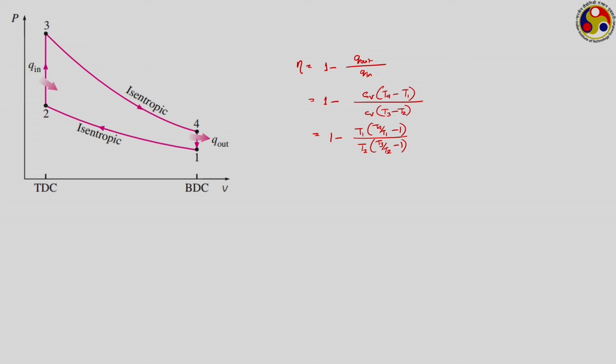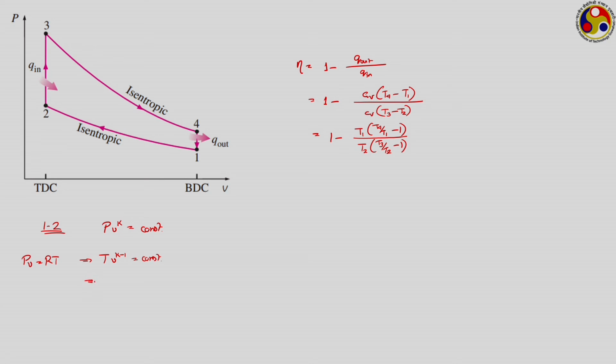Now, to get the values for these temperatures, we have to look at the other two processes, these two isentropic processes. During 1 to 2, it is an isentropic process, so the process equation can be represented as P V to the power k equal to constant, where k is the ratio of specific heats and P is the pressure. From the ideal gas equation of state we know that PV equals RT. If we impose it here, we can write T V to the power k minus 1 to be equal to another constant.